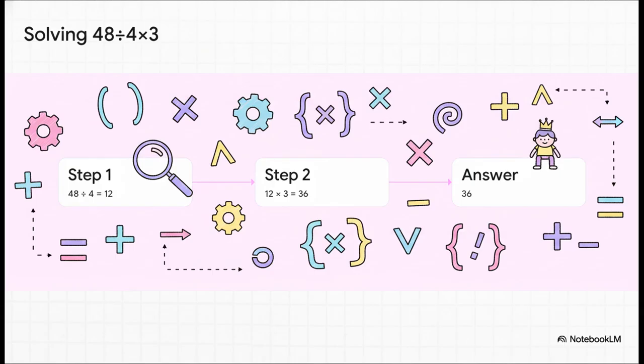Okay, check this out. 48 divided by 4 times 3. Now, you don't want to jump ahead to the multiplication. Nope, we start on the left. 48 divided by 4 is 12. Then, and only then, do we multiply that 12 by 3, which gives us 36. That left to right rule is holding strong.